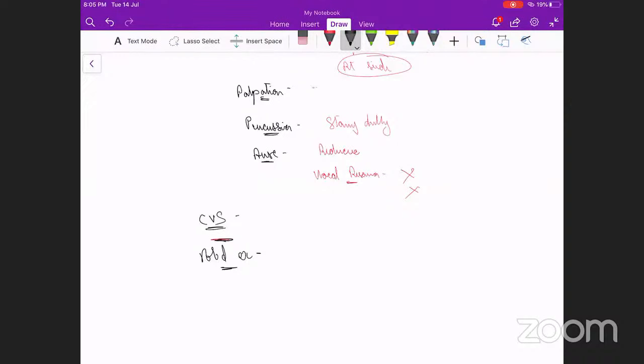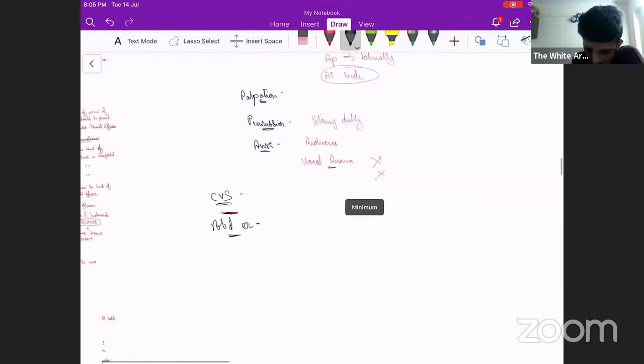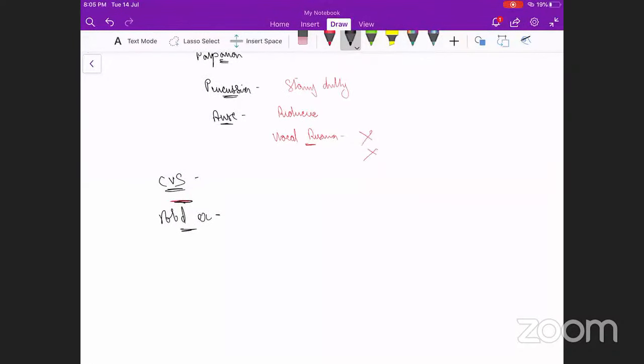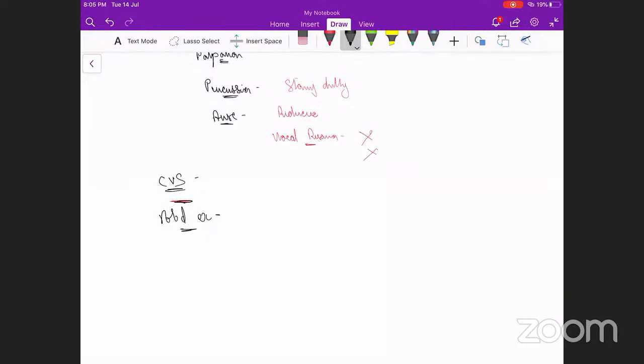Is the kidney palpable? The kidney is not palpable. Anything else? Renal tenderness? Renal tenderness is not present. So you wanted to rule out infection. Okay, not present.